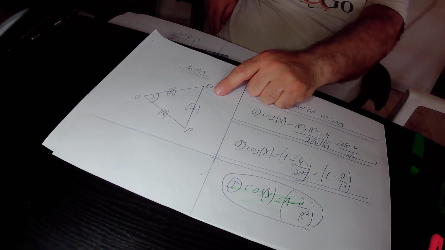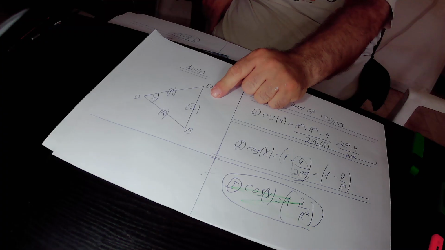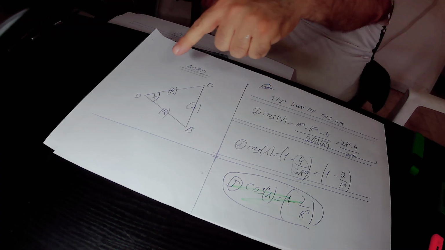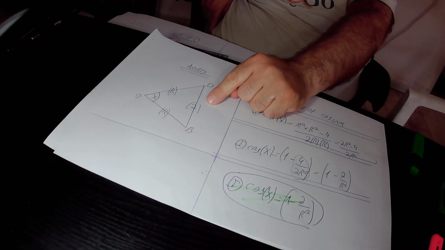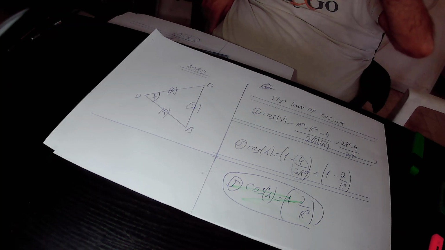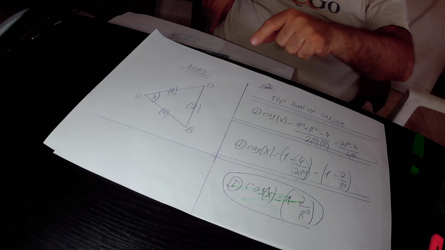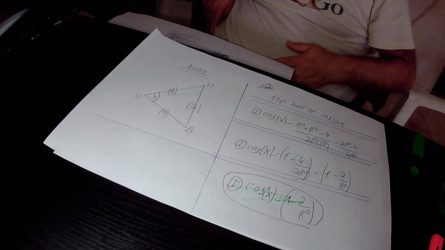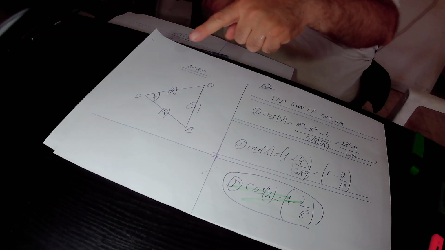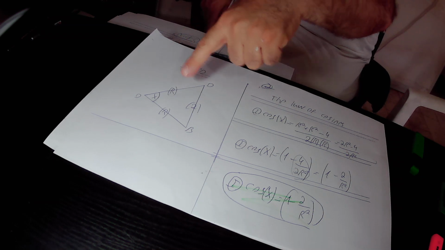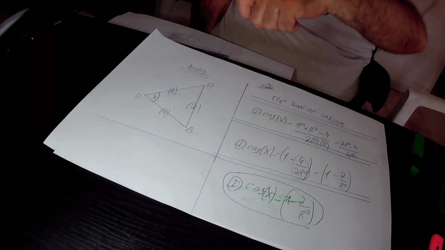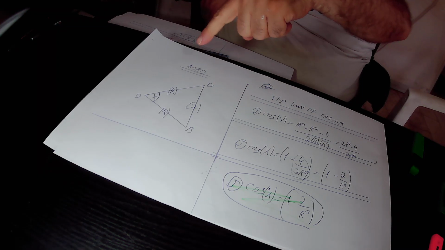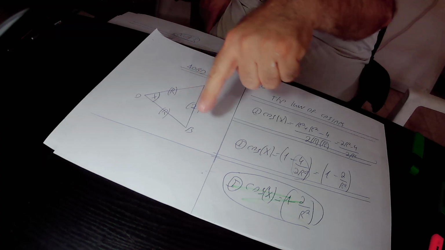So this is triangle OBD. According to the original drawing, OD equals OB equals R, and DB equals 2 units in length, as given in the question. So according to the law of cosines, in this triangle OBD, cosine x equals OD square plus OB square minus DB square over 2 times OD times OB.